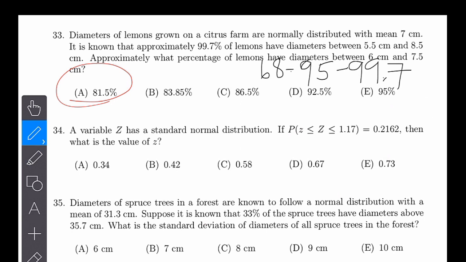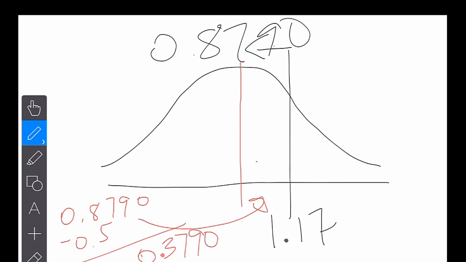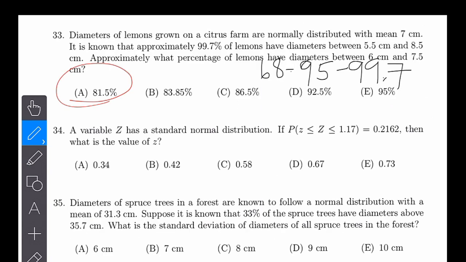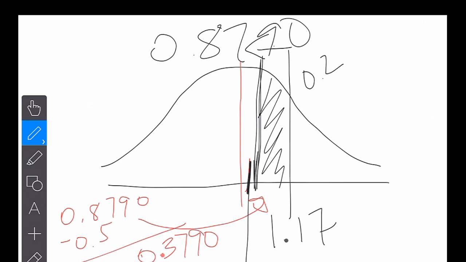Do I need to know that? Well, I really want to draw this properly, because if I draw it wrong, I'm going to have trouble. So that means little z must be here. So little z must be somewhere here, because remember, we're looking for an area between here and here that's 2162. Can you guys figure it out? Basically, you want to find this z here.